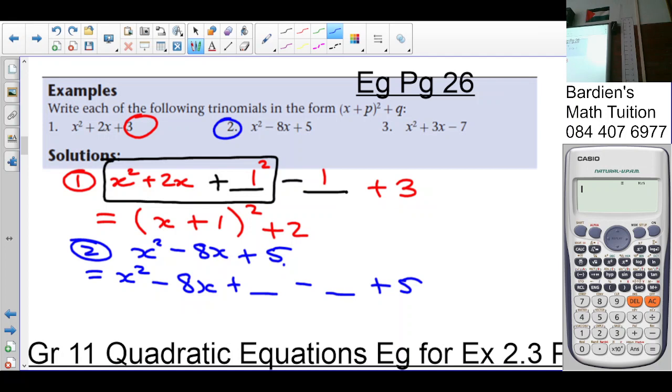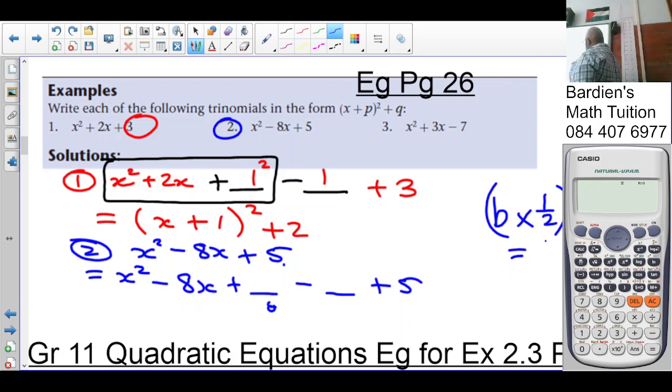How do we get this term here? It's going to be b times a half, squared. What's my b value here? 8. So it's 8 times a half, squared. Even if we had put negative 8 in there, a negative squared will remain positive. So this number will always remain positive, and the number you're taking away will always be negative. Can you see that?